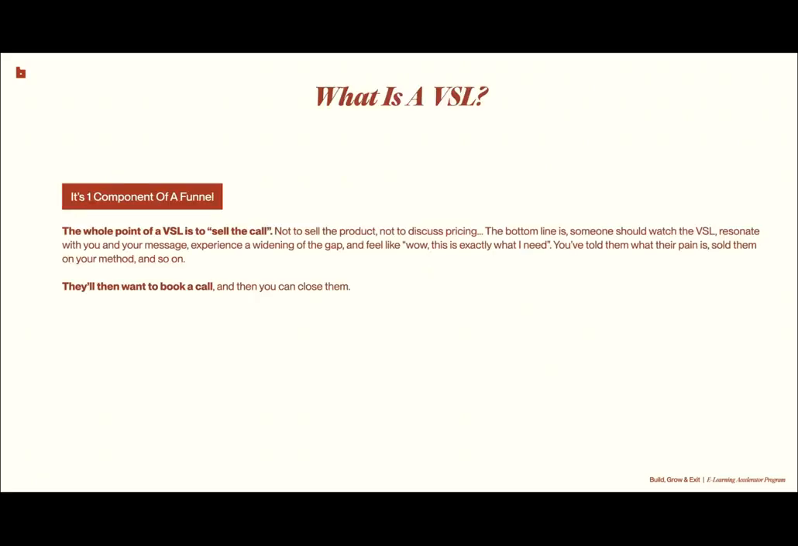Right now, a VSL is essentially one component of a funnel. And the whole point of a VSL is to sell the call. All right. It's not to sell a product. It's not to tell people about pricing.